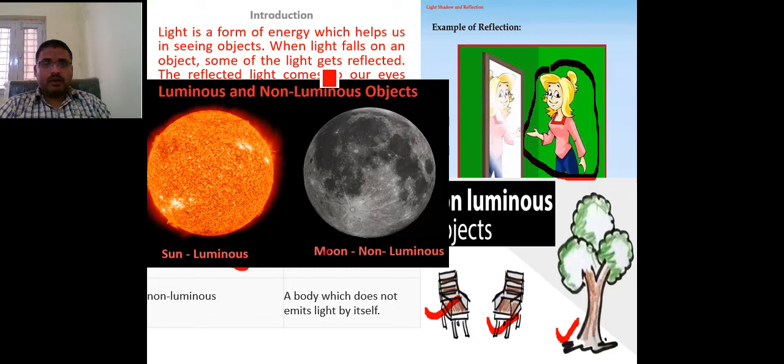When light falls on an object, some of the light gets reflected. The reflected light comes to our eyes. I have shown you in the reflection that when light falls on the object, that reflected light is how we can see the object.